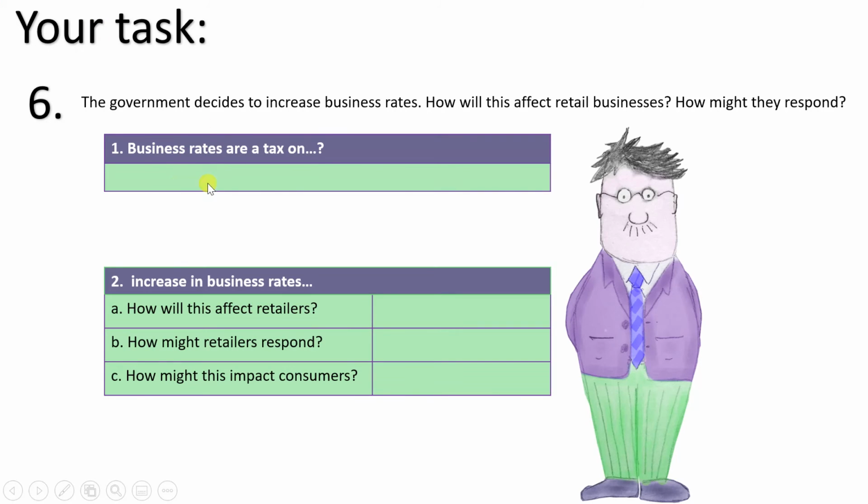The second box, an increase in business rates. So we know what it is. You need to go back and revise this one. Not giving it away on this question. So now you actually talk about the effect it has on retailers. So if they've got a higher rate of tax for business rates, then these are part of their expenses, their bills. So how is this going to affect retailers?